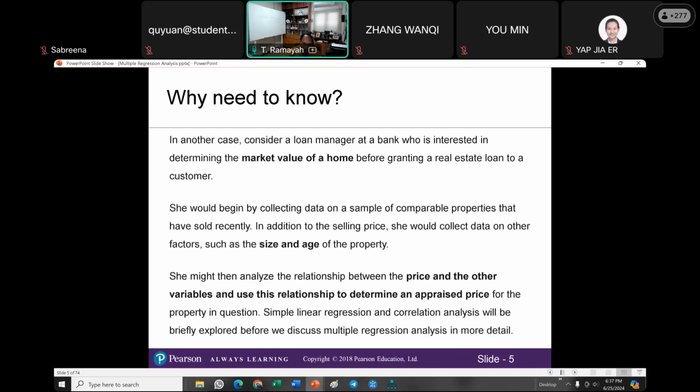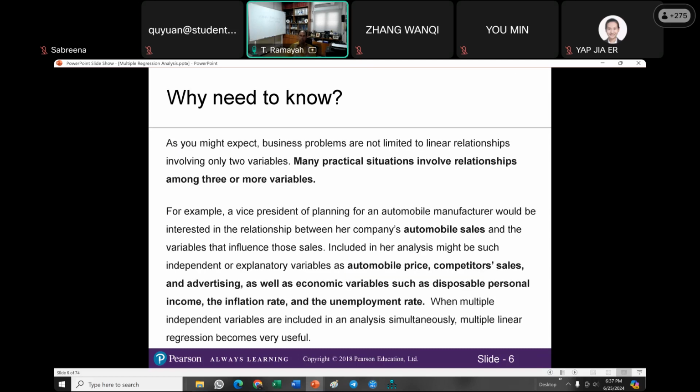So this is where we will move away from simple linear regression, regressing one independent variable against the dependent variable. We will run both the independent variables together. Then it becomes a multiple linear regression. Multiple linear regression.